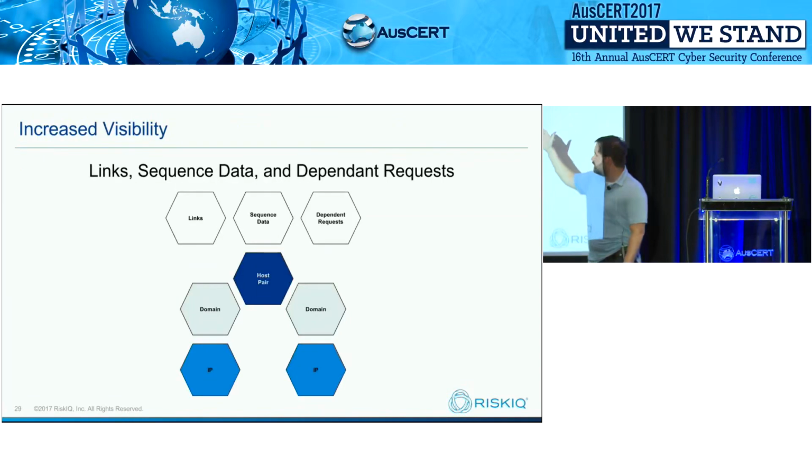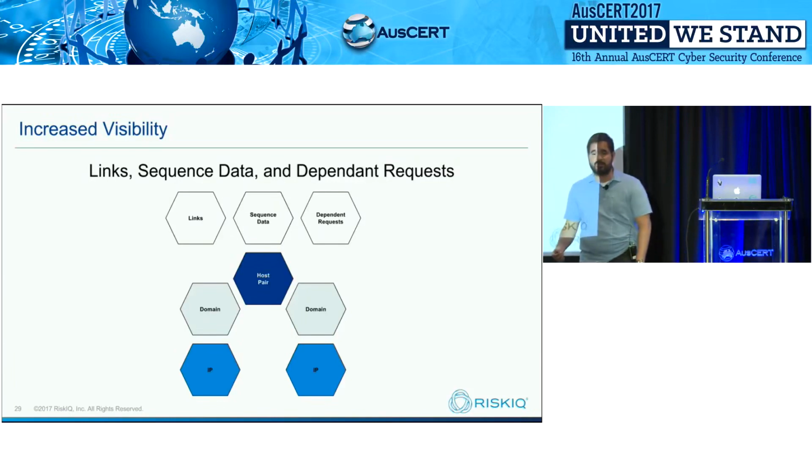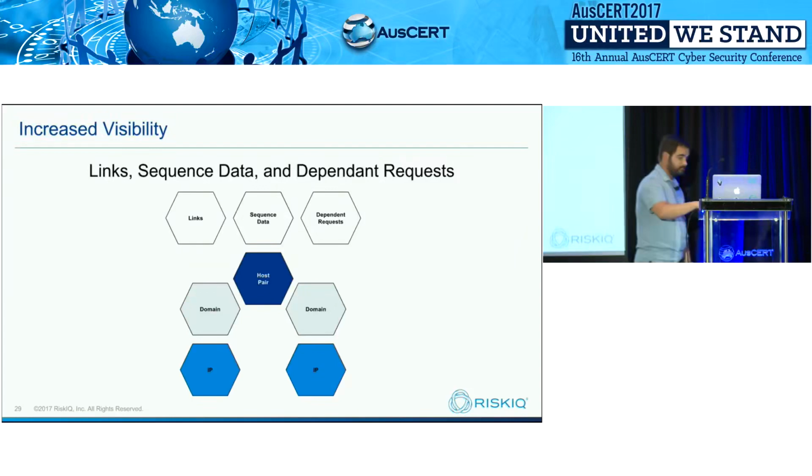So again, taking links, sequencing data, and dependent requests, we lump that into what we call host pairs. And those host pairs give us relationships to domains, and those domains give us relationships to IPs. And it's a very rinse, wash, repeat scenario. But what we find is by combining this data with traditional data sets like passive DNS and Whois, we greatly expand our visibility into actor infrastructure and into attacks targeting our organizations.